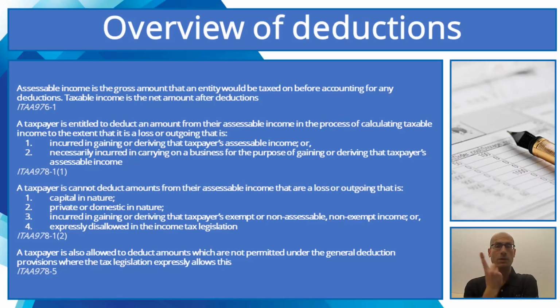And those 4 things are whether the particular expenditure is capital in nature. The second is whether it's private or domestic in nature. The third is whether it was incurred in deriving either exempt income or non-assessable non-exempt income. And the fourth is where somewhere in the tax law, that particular type of expenditure is expressly disallowed. That taxpayer is not allowed to claim that particular amount as a general deduction. So we will go through each of these in more detail.